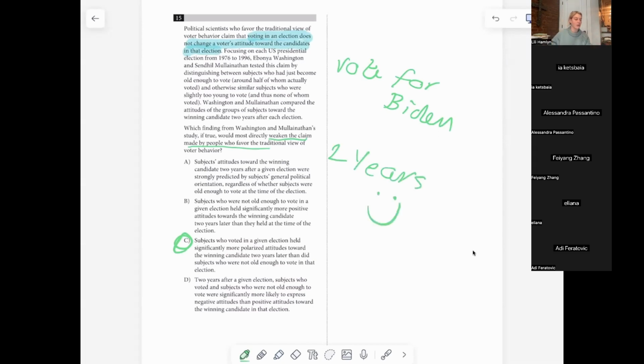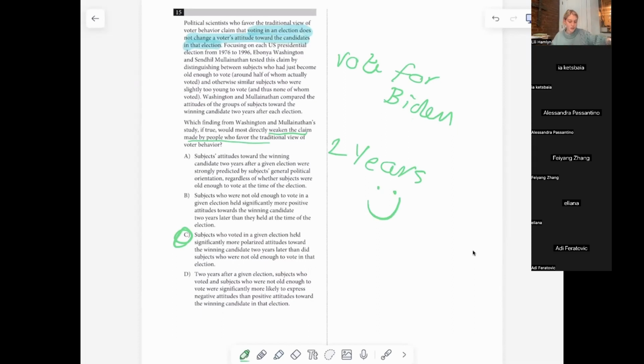Whereas answer C weakens it by saying that those who voted in an election actually had more polarized opinions, like they liked him more or they hated him more 2 years later than those who didn't vote. So this finding actually shows that you have a greater difference of opinion instead of the opinion not changing. Does that make sense? All right, perfect. Let's move on to 16.